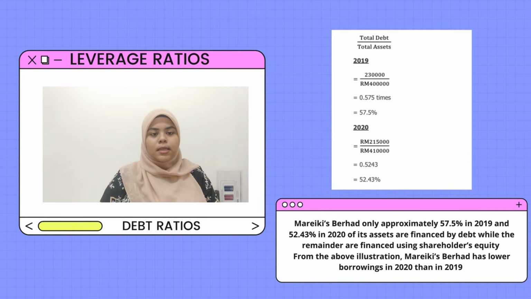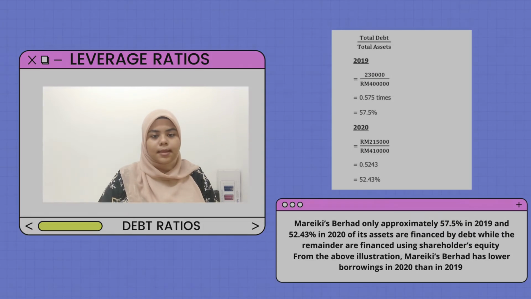First, debt ratio. From the calculation, it shows that Mareiki Berhad owned approximately 57.15% in 2019 and 52.43% in 2020 of its assets financed by debt, while the remainder are financed using shareholder equity. So, Mareiki Berhad has lower borrowing in 2020 than in 2019.